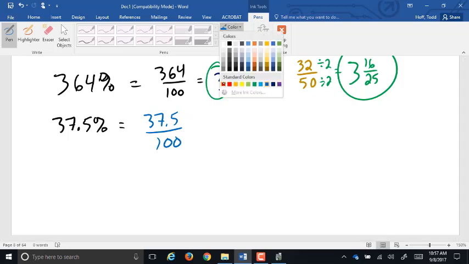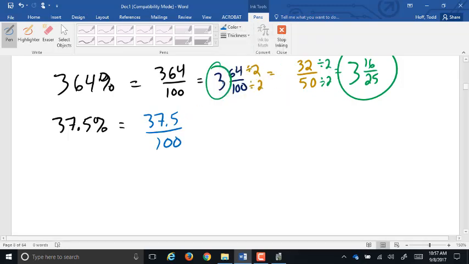Now, we don't like having fractions or decimals within our fractions. So to get rid of that decimal, just like when we divide by a decimal, we move the decimal point over, we're really multiplying by 10. Same here. I need to move that decimal point over one spot. I would multiply by 10 to do it. If I multiply the numerator by 10, I must multiply the denominator by 10. So this becomes 375 over 1,000.